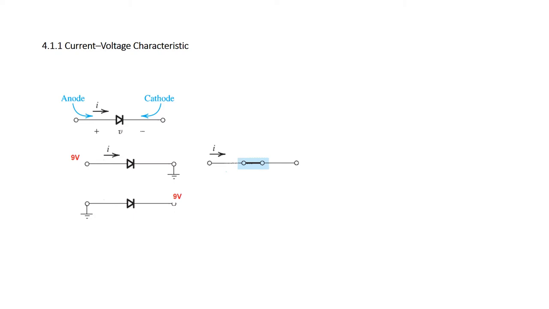And when the voltage is on the other side, that means a positive voltage on the negative side, then the diode becomes reverse biased. No current can flow through this, and we generally represent it by an open circuit, that is, the diode is open.